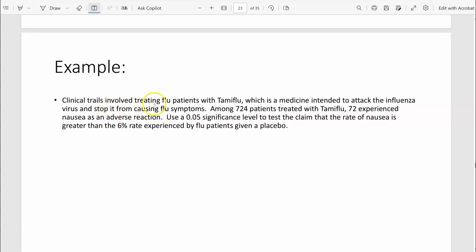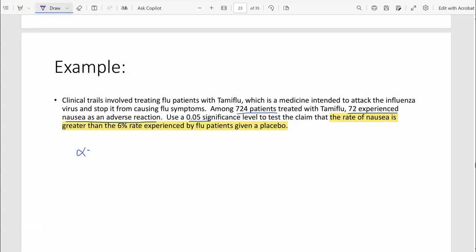Clinical trials involve treating flu patients with Tamiflu. Among 724 patients treated with Tamiflu, 72 experienced nausea as an adverse reaction. We want to use a 0.05 significance level to test the claim that the rate of nausea is greater than the 6% rate experienced by flu patients given a placebo. So let's write down everything we know.